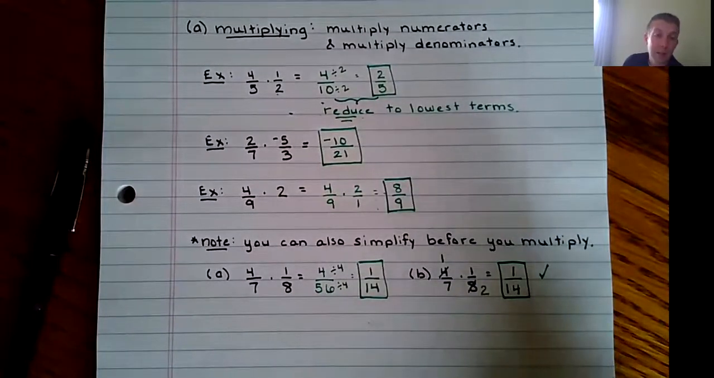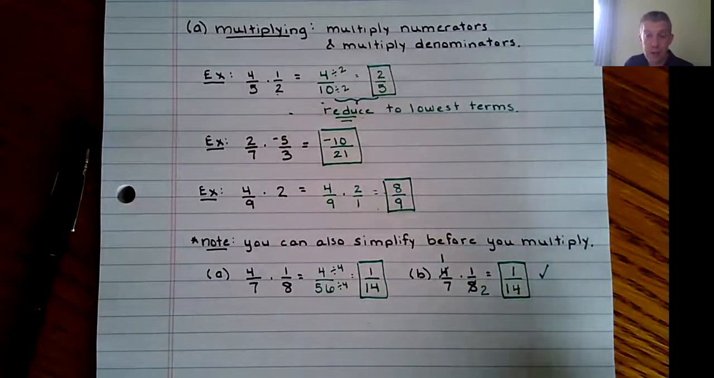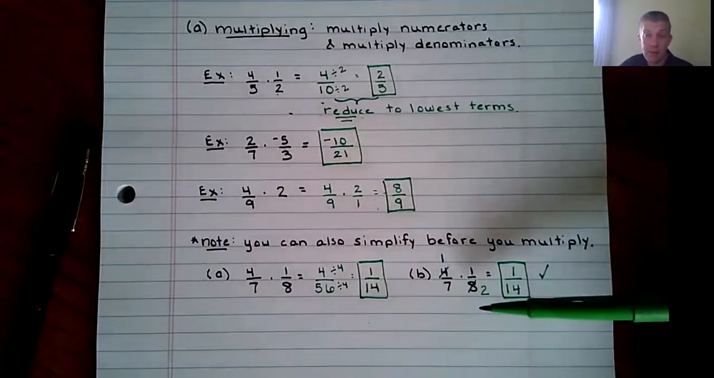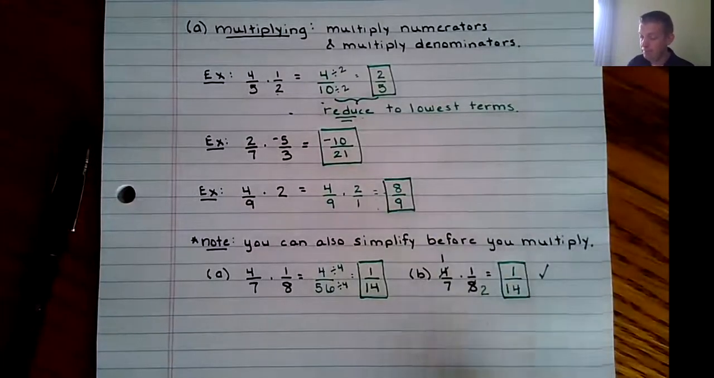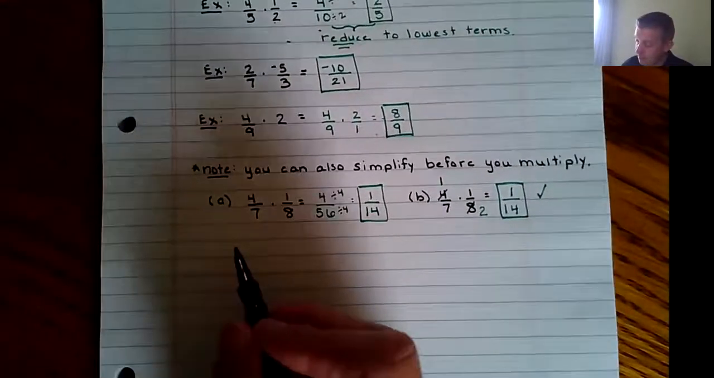So if you've seen that trick, I'm sure you've seen it at some point in your life, but if you want to reduce early, you're allowed to do that. Again, it's always got to be a number on top and a number on the bottom. Okay? All right, let's move over to dividing then.